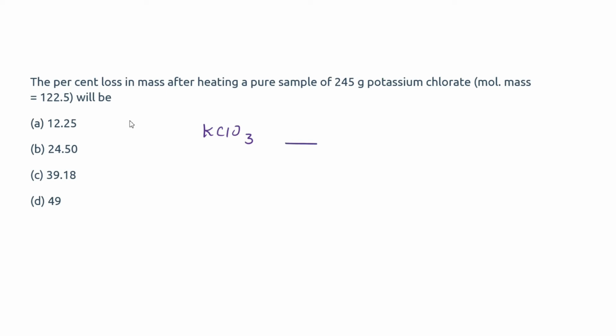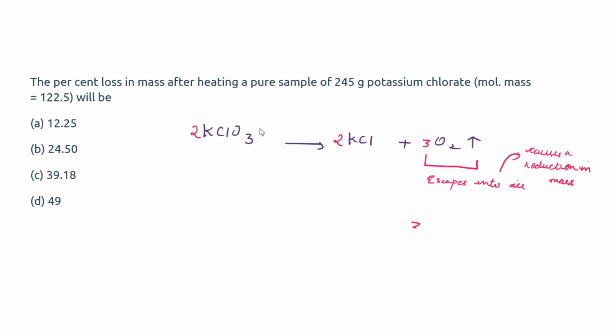So first we have to write the equation, potassium chlorate being heated. Potassium chlorate is nothing but KClO3. KClO3 on heating gives us KCl plus O2. O2 escapes into the air and causes a reduction in mass, like how in the previous question water molecules were escaping, which resulted in a reduction of mass. So we balance the equation: 2 KClO3 gives us 2 KCl plus 3 O2. Okay, so the percentage of mass is nothing but 96. So why 96?